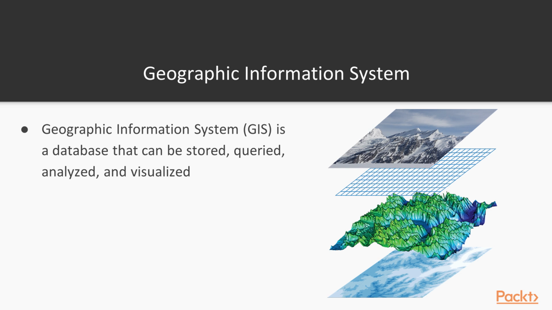A GIS, or Geographic Information System, is a database or model of our environment that can be stored, queried, analyzed, and visualized. Here on the right, we display a picture that shows different datasets that can be input in a GIS database. We have some raster images, a grid, a digital elevation model. They can all be processed in GIS.